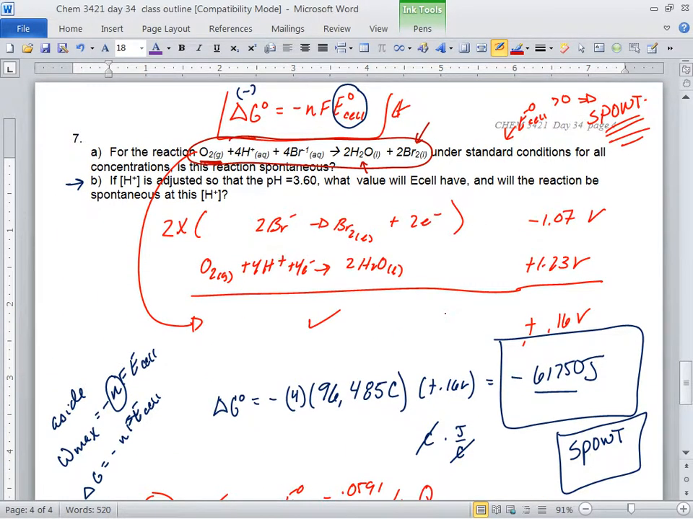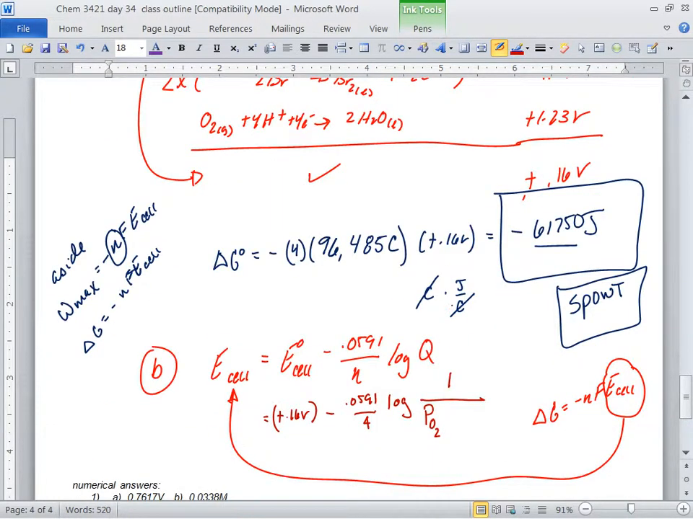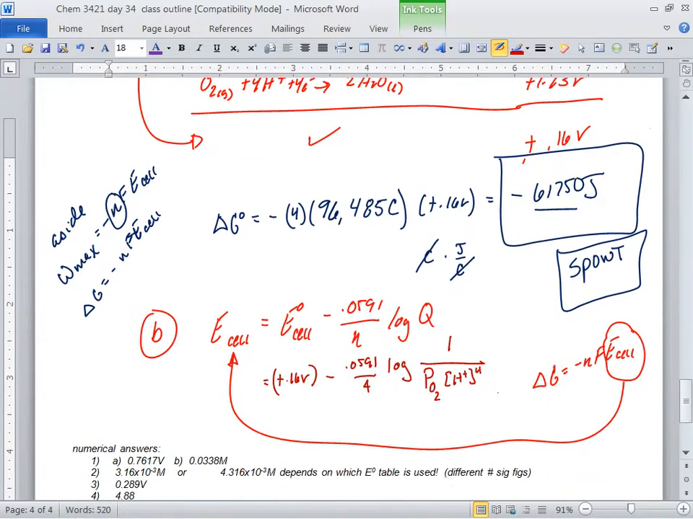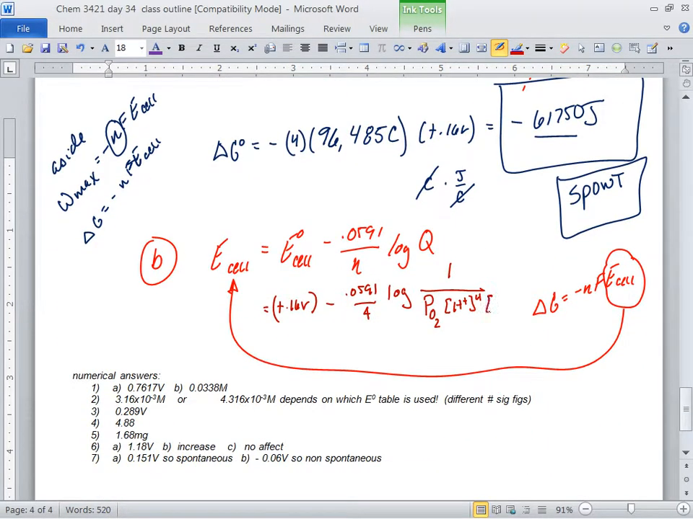O2, what else should be down there? Hydrogen ion to the 4th power. Anything else should be down there? Bromide to the 4th power again. Okay, what's kind of nice is the standard condition stuff.